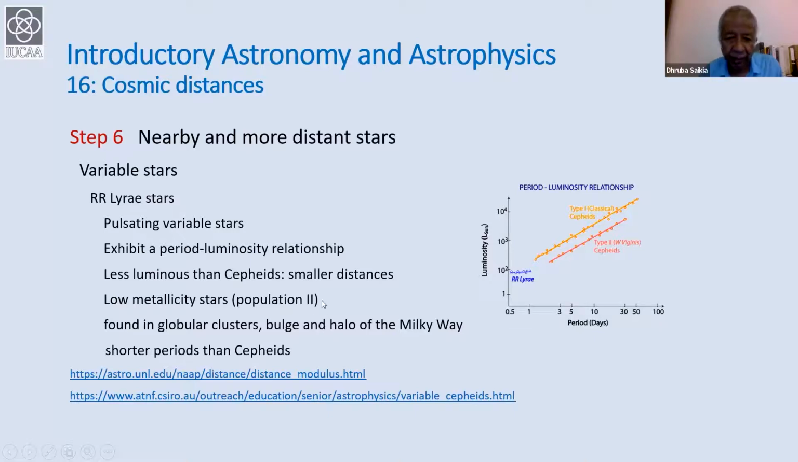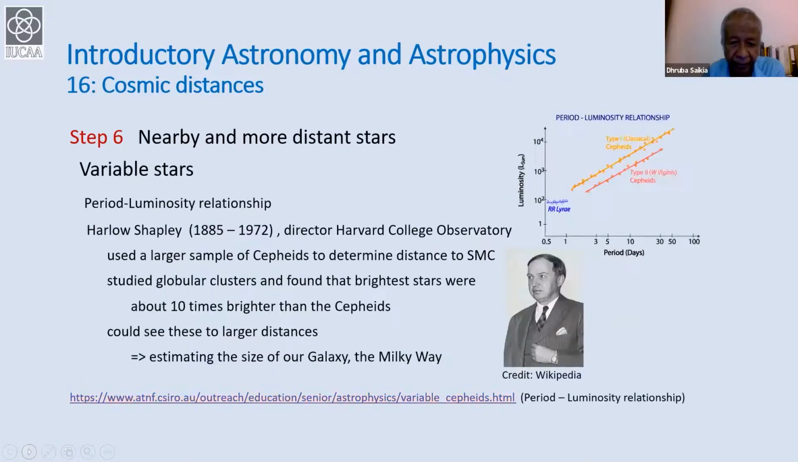And the RR Lyrae stars are also population 2 objects. They're found in globular clusters, bulge and halo of the Milky Way. Their periods, you can see, are usually less than about a day. So they're much shorter periods than that of the Cepheids. And their luminosity, you can see from the nearly flat region over here, that you can almost take it to be a constant to at least get a first order estimate of the distance.